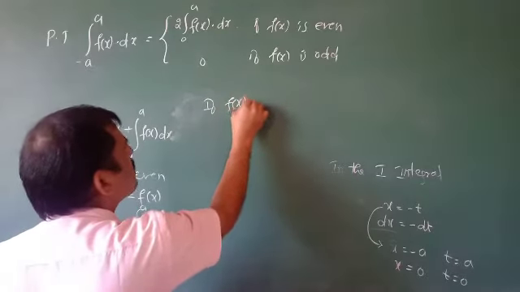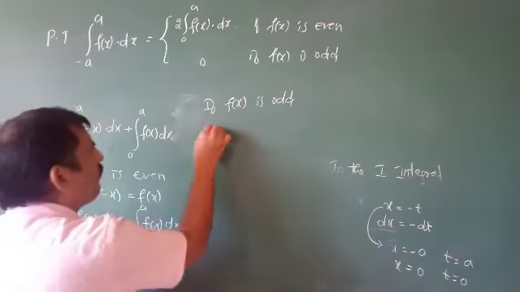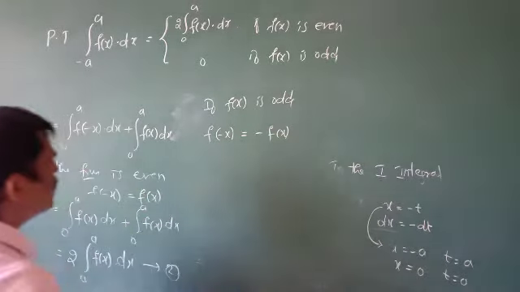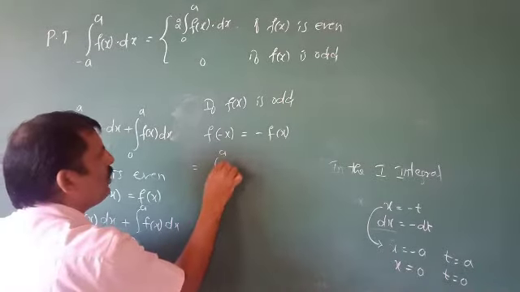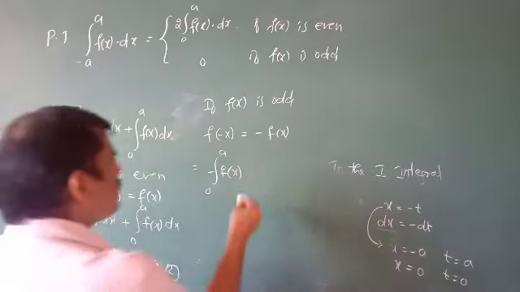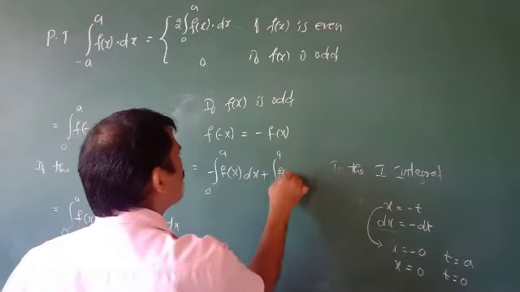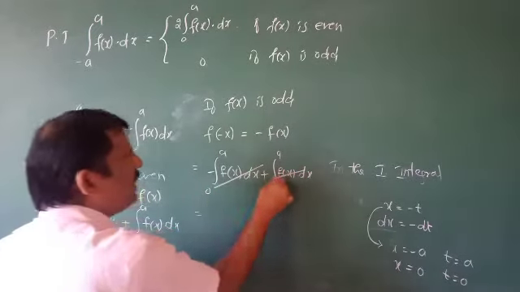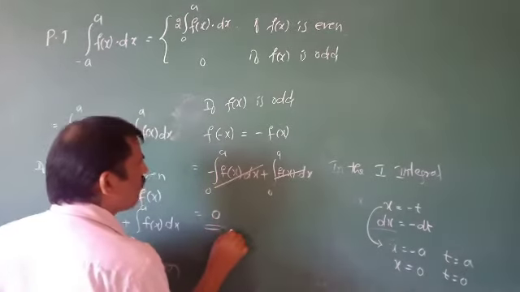If f of x is an odd function, then f of minus x is equal to minus f of x. Therefore, the integral from 0 to a of f of x dx becomes minus f of x, so plus and minus get cancelled, and it is equal to 0.